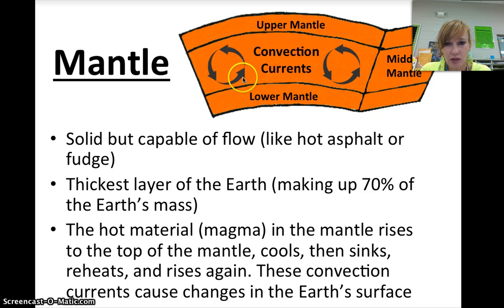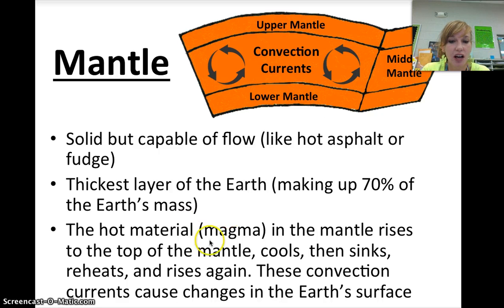So when that's doing that and that magma is flowing in that circular motion, it's causing the tectonic plates that the crust is broken into, these pieces of the crust, to move back and forth ever so slightly, which then causes our events such as earthquakes and volcanoes to occur. So that's what's happening here.